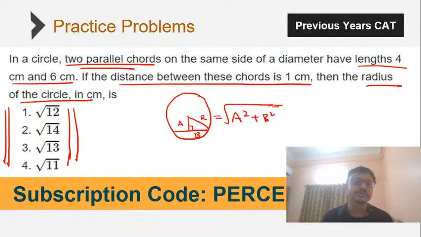All you need to do is check which of these values can be written in the form a square plus b square. Out of root 12, 14, 13 and 11, which of the options can be written as a sum of two squares?